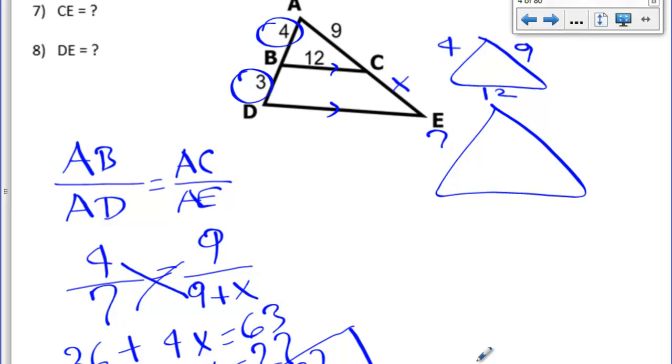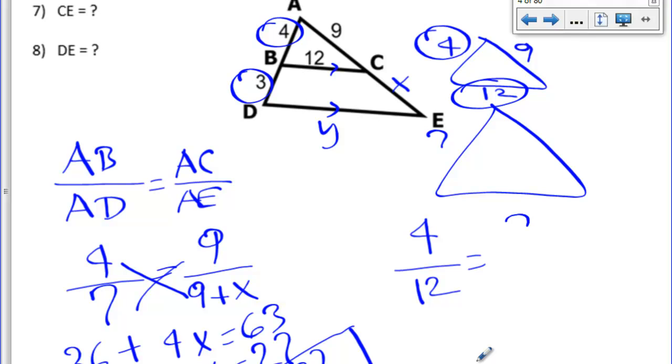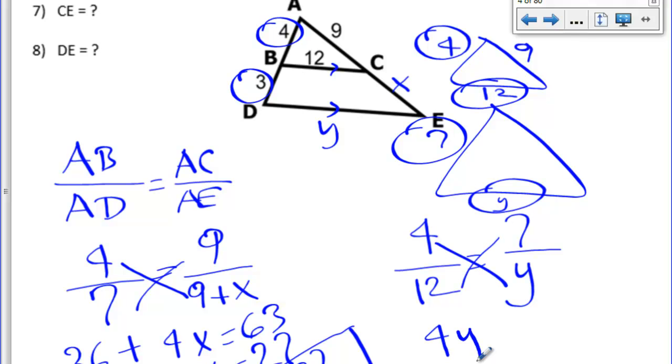Okay, 8, find the length of DE. Let's call this Y. So I can set up a proportion, 4 over 12, that's using the leg and the base of the smaller triangle, equals 7 over Y, the leg and the base of the larger triangle. Cross multiply, we get 4Y equals 84. Divide by 4, and you get Y equals 21.